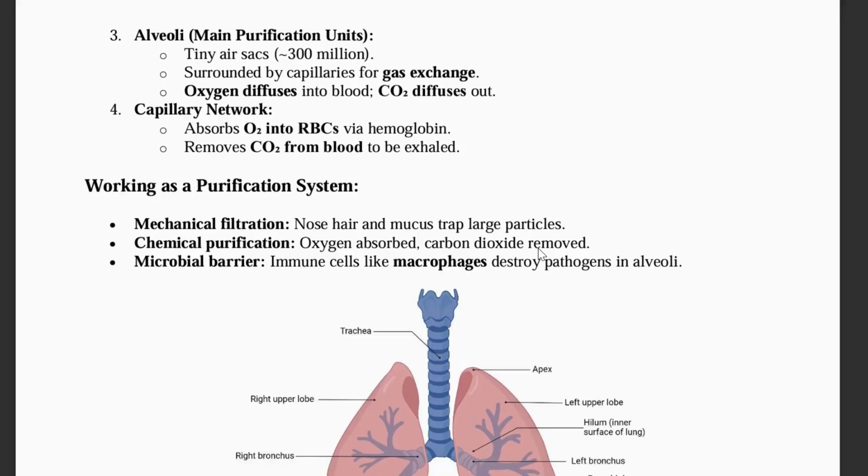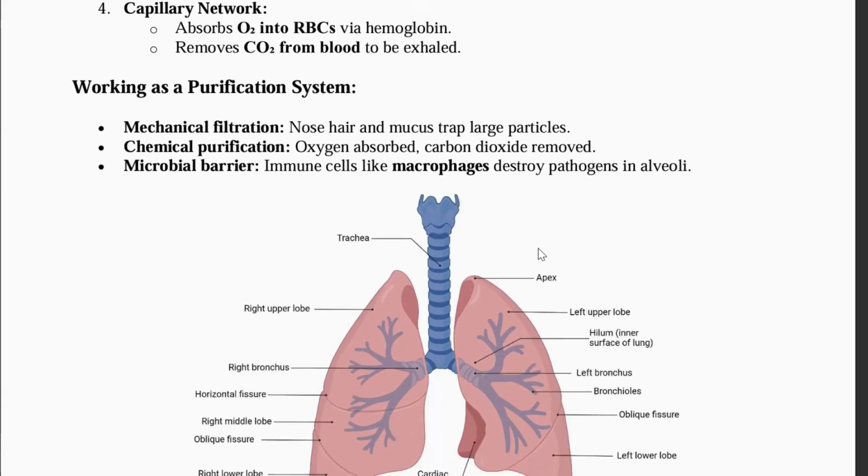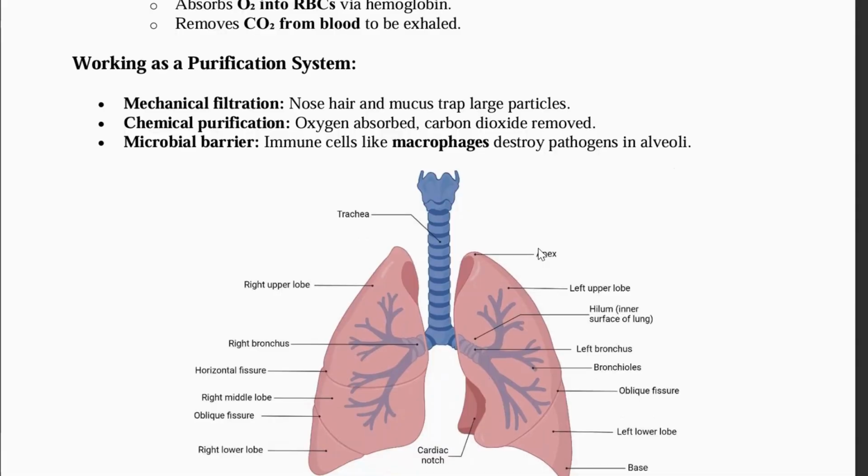Capillary network: here it absorbs the oxygen into the RBC via hemoglobin and it removes the carbon dioxide from the blood to be exhaled. Next is how it works as a purification system. Firstly, mechanical filtration: nose hair and mucus trap the large particles. Chemical filtration: oxygen is absorbed and carbon dioxide removed. Microbial barriers are immune cells like macrophages. They destroy the pathogens in the alveoli.